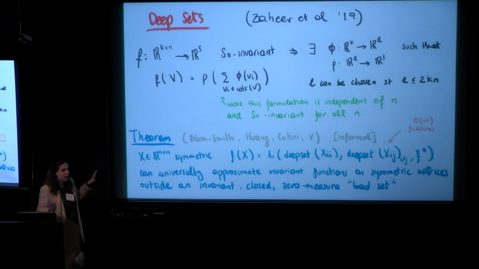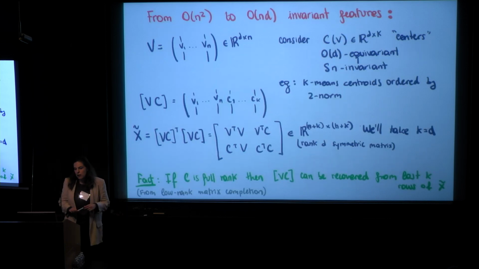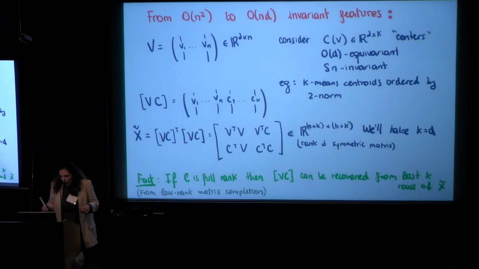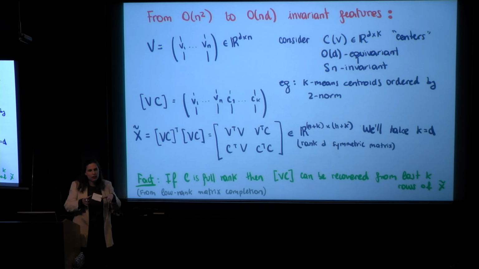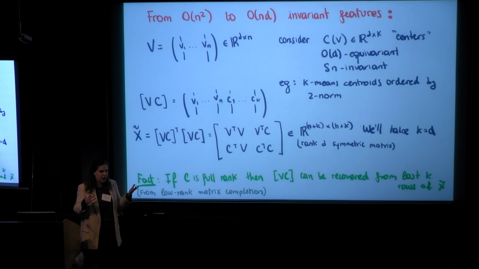And so this, so far, is not what we wanted, because here we have O of n squared features, the features coming from the deep sets of the off diagonals. So we want to reduce this to n times d. And the way we do that is using an idea from low rank matrix completion. The idea is that the matrix of inner products is a low rank matrix, of rank d, actually. So you can reconstruct all the inner products by observing d rows or d columns generically.